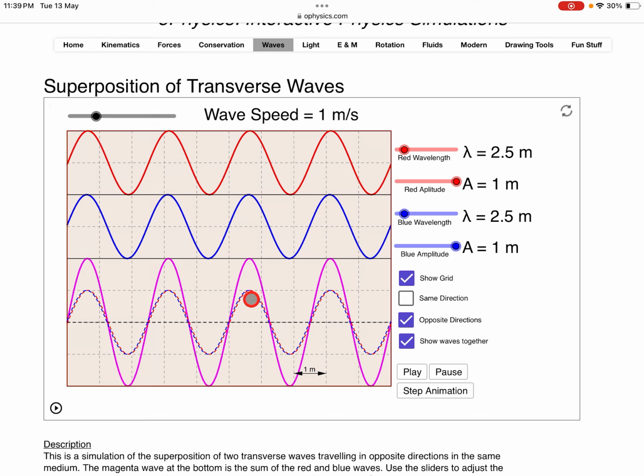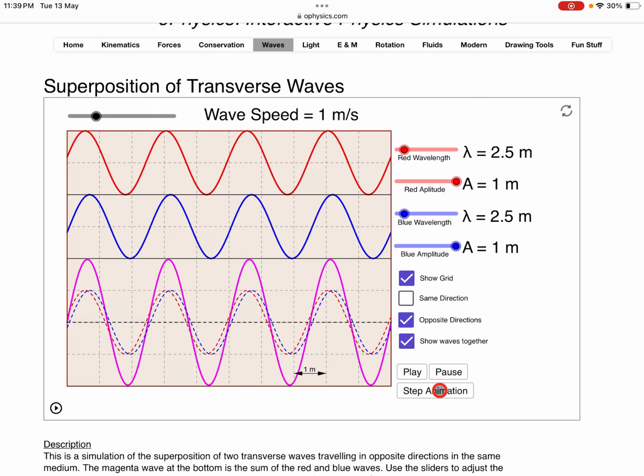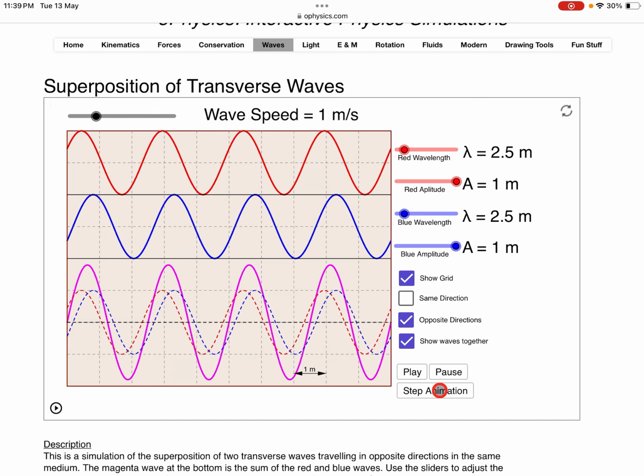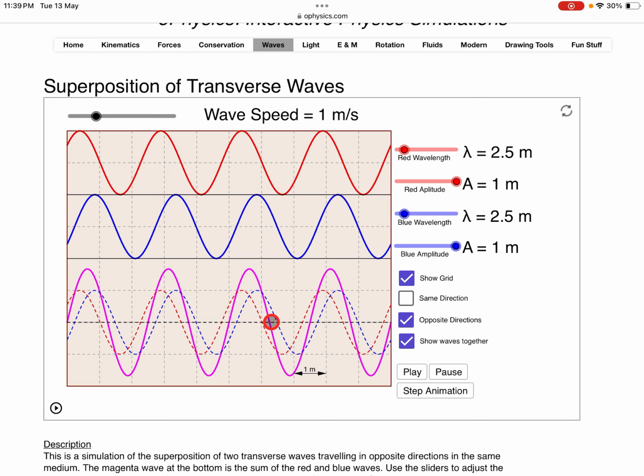Okay, so looking at these two waves, when they superpose, I'll do a step animation first. You look at this blue wave and the red wave. At this particular location, the blue wave has a positive displacement from the equilibrium. The red wave has a negative displacement from the equilibrium. So when they add up, it will always form a zero displacement. So that's why it's always a node point right here.